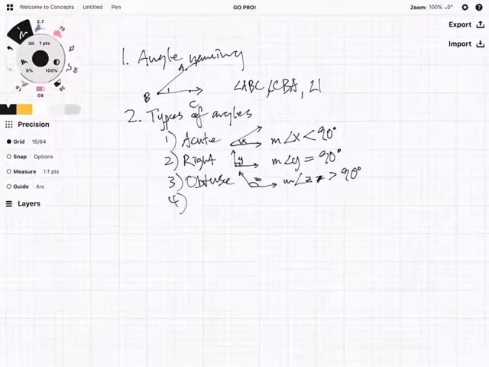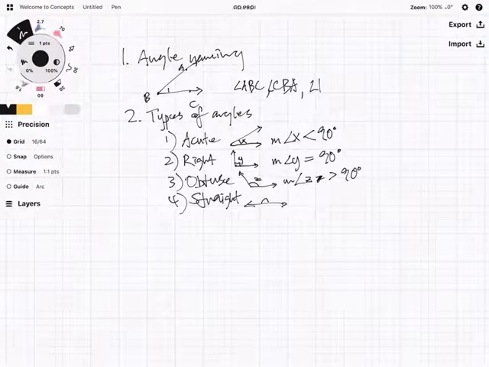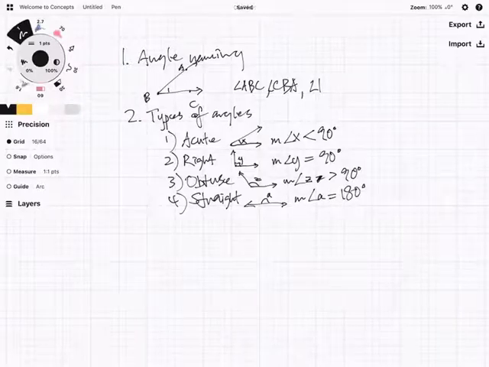And the last type of angle we're going to be talking about is a straight angle. This is an angle that a lot of people have not heard of, but it's really simple. Draw a line here, and there you go. Let's just call this angle A. The measure of angle A equals 180 degrees. That's just as simple as that. That's just a straight angle.